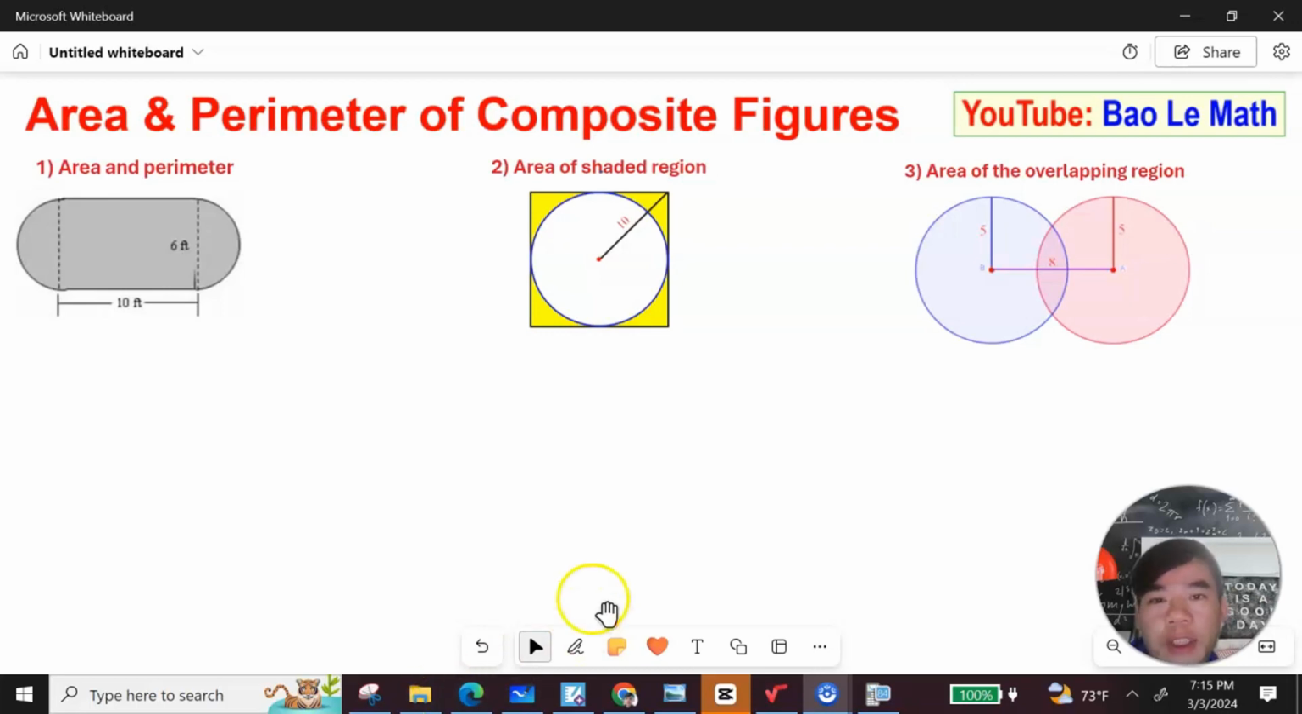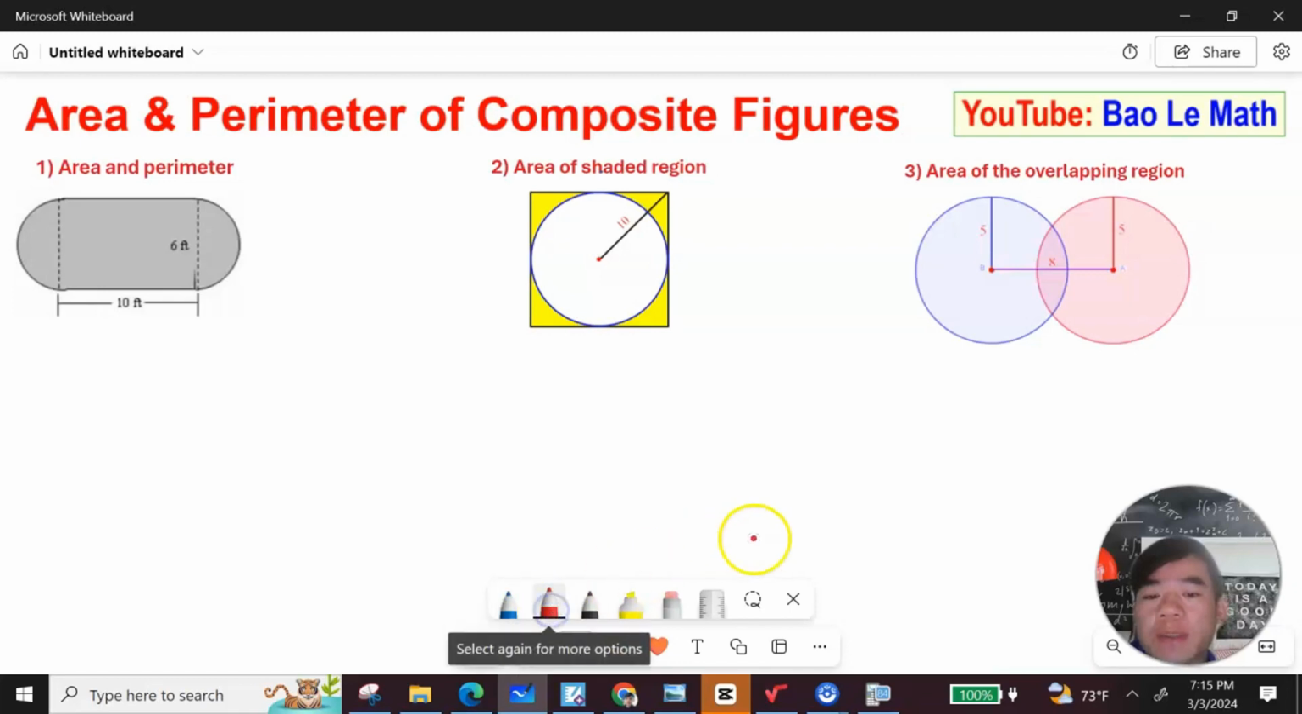Hello everyone. Today we're going to learn how to calculate the area and perimeter of composite figures. Before we start, let's review some concepts. First, we have the area of the triangle.